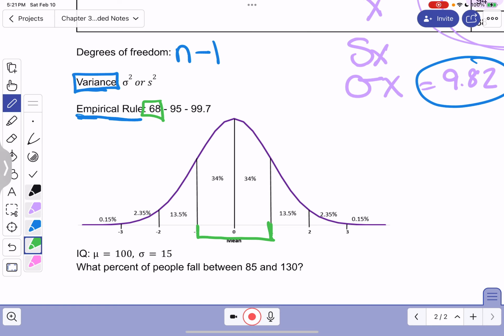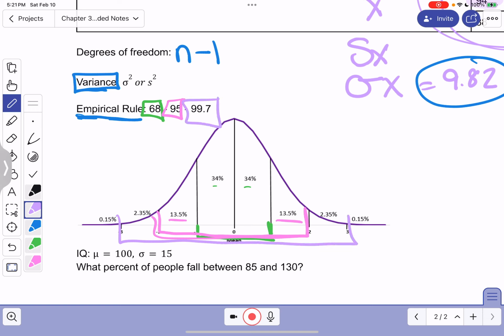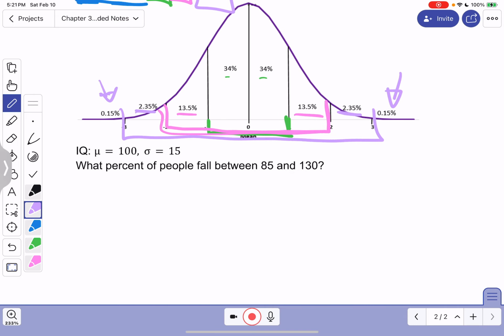Cut that in half, you have 34. Within 2 standard deviations of the mean, you have 95% of the data. Take out those 34s, split what's left in half, you get 13.5. Within 3 standard deviations of the mean, you have 99.7. And then all that's left is 0.3, which gives you these percents. So those percents are a way that we can estimate how many data points or percentages would fall within one standard deviation.